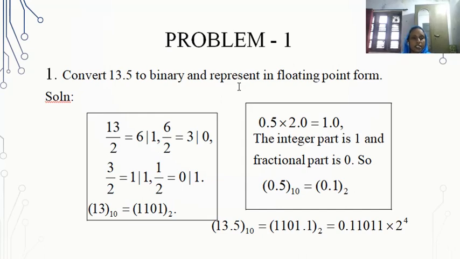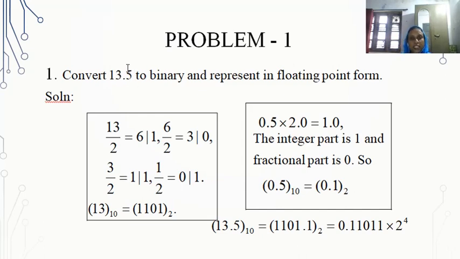So here we can try to do this representation. Convert 13.5 to binary and represent it in floating point form. We already studied how to convert a decimal number to binary. For the integer part, you divide by 2 successively and keep the remainders aside. If you write these remainders in reverse order, you get its binary equivalent.